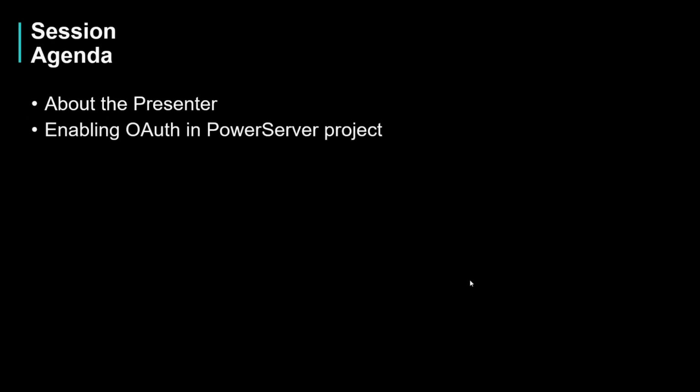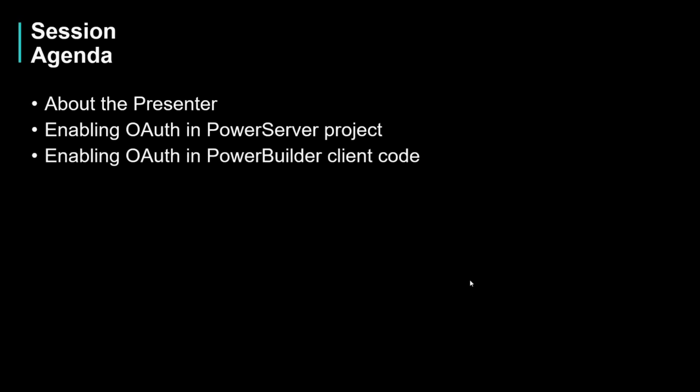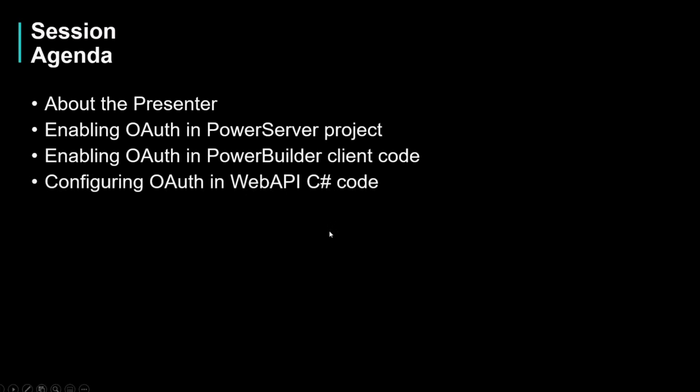Let's go over the agenda. First I'm going to tell you who I am, just in case you don't know who I am. Then we're going to look at what it takes to enable OAuth in our PowerServer project. Then we're going to see what we have to do in our PowerBuilder client code to do the OAuth calls to PowerServer. And then finally, we're going to look at some configuration that we'll need to do in the Web API C# code for OAuth.